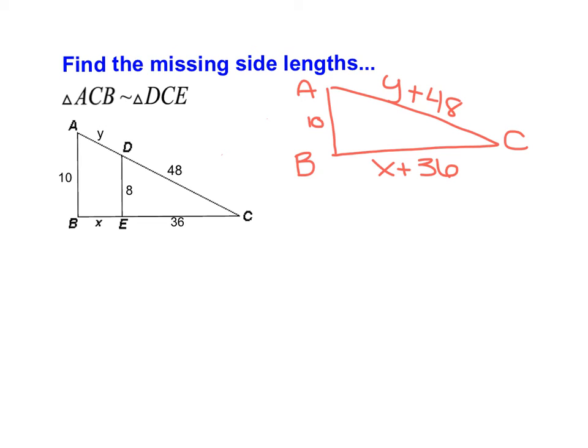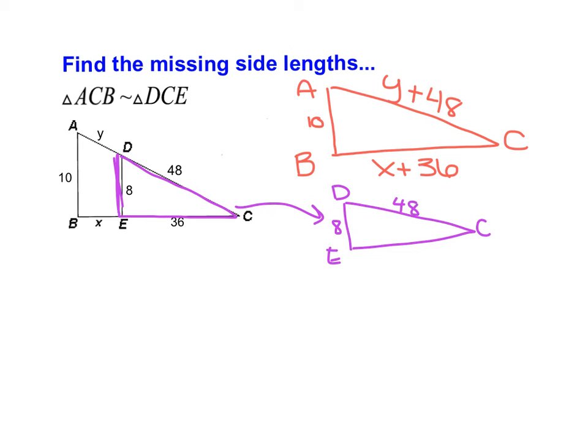Now I also want to draw triangle number 2, which is DCE. So there's my little triangle. So again, I'm going to pop this little triangle out. And here I have DCE with side lengths of 8, 48, and 36. So I can see those side lengths in there. So now I'm happy because I can actually see my two different triangles and try to identify those corresponding sides.